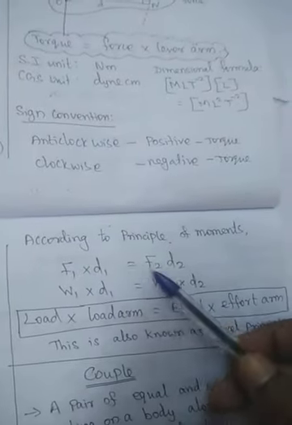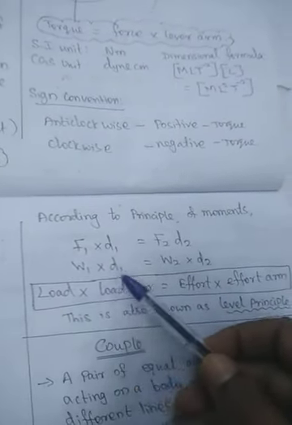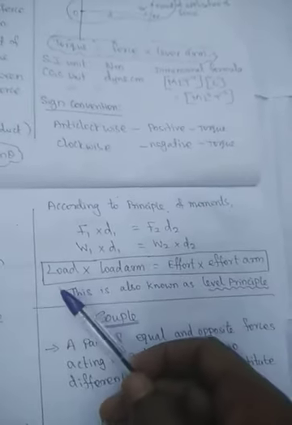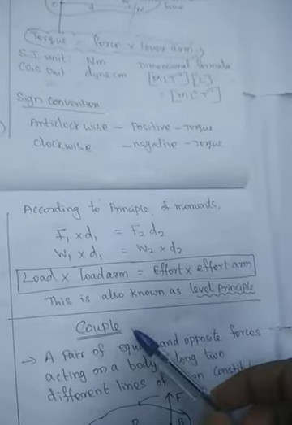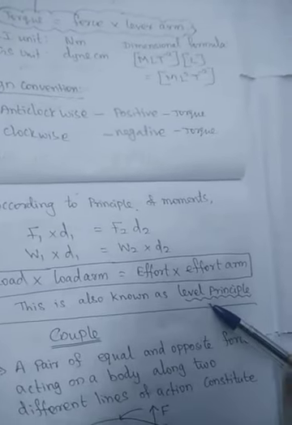So F1 D1 is equal to F2 D2, that is W1 D1 is equal to W2 D2. So load into load arm is equal to effort into effort arm, which is the principle of moments. This is also known as the lever principle. So very simple.